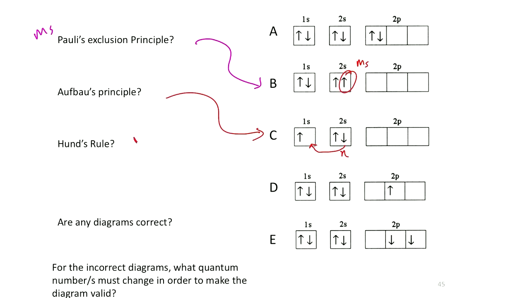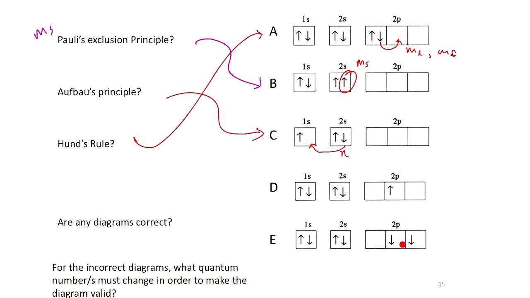A, yes, A violates Hund's rule because we don't maximize spin, all right? And so to change this one, I would have to change ML and MS in order to make it right, all right? What about E? Does E violate Hund's rule?